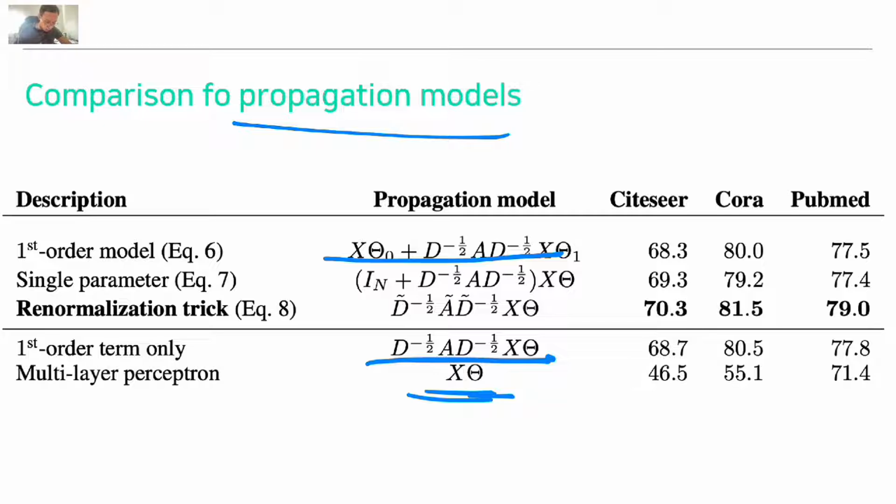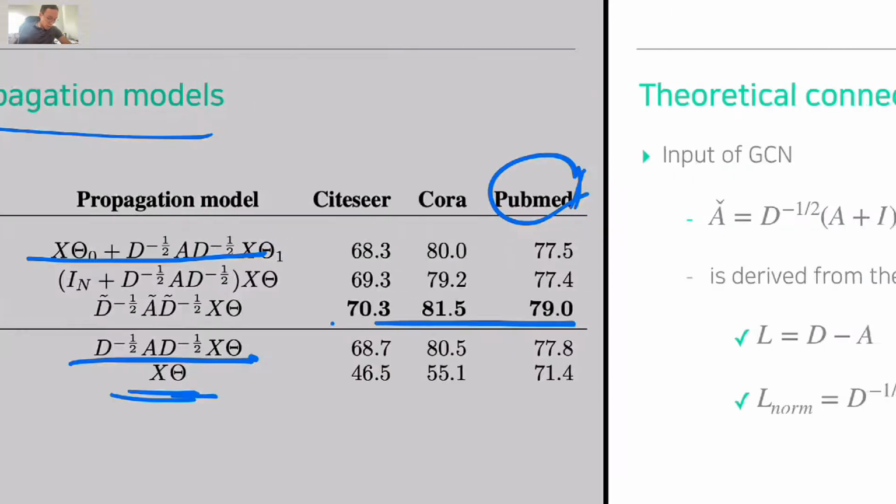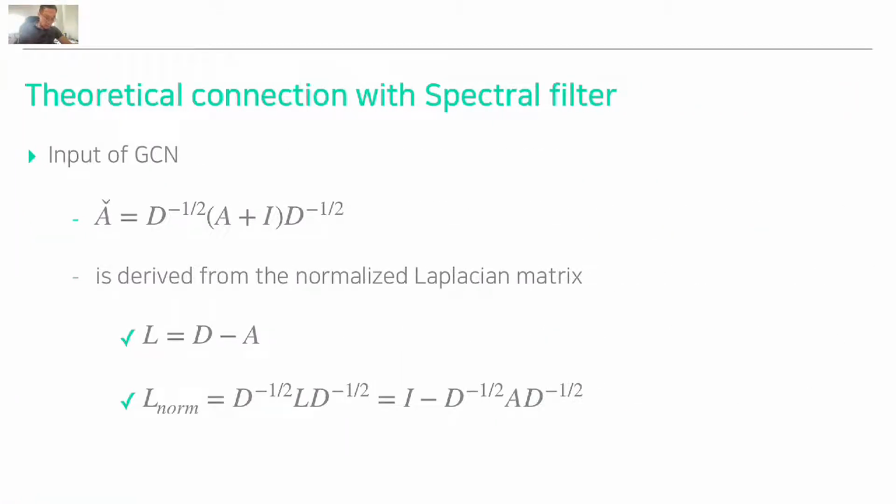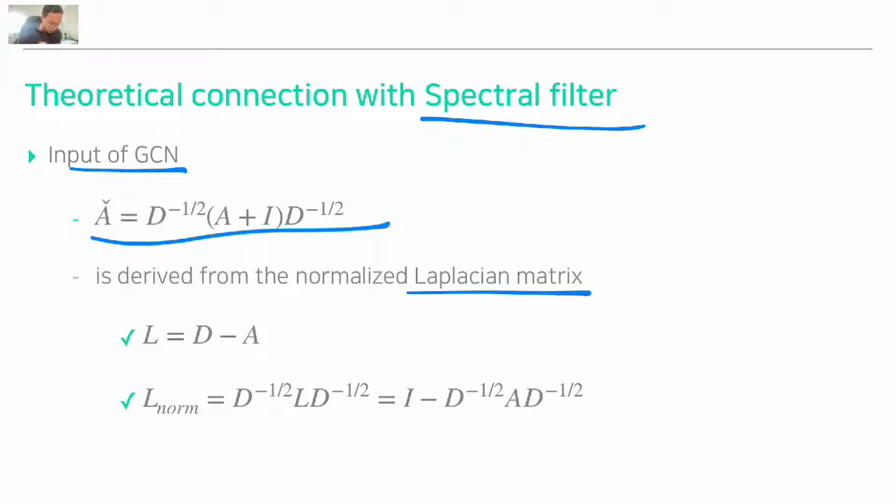But empirically it returned the better result, particularly on the largest data set. It is getting better results. So the paper is making the theoretical connection between the GCN and the spectral filter and spectral neural network. Previously we had the input of GCN like this, and this is derived from the normalized Laplacian actually.